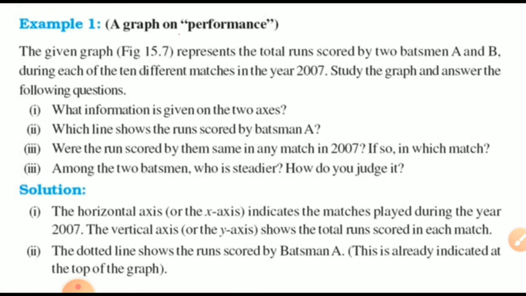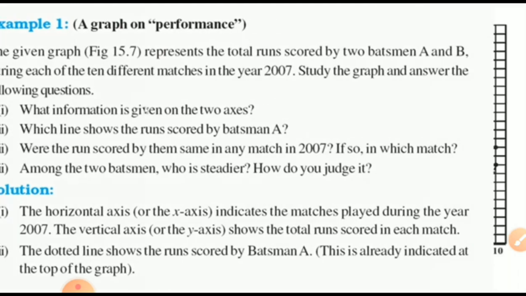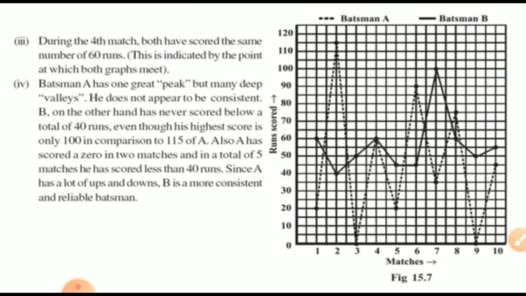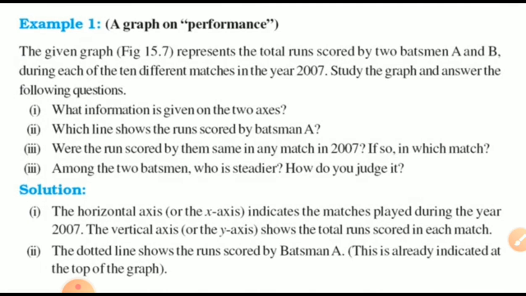Example, a graph on performance. The given graph 15.7 represents the total runs scored by two persons in matches, batsman A and batsman B. Batsman A has the dotted line and batsman B has a dark line. So we can see which player scores more runs. Yes, absolutely right. Maybe A, but sometimes A is out for 0 runs also.